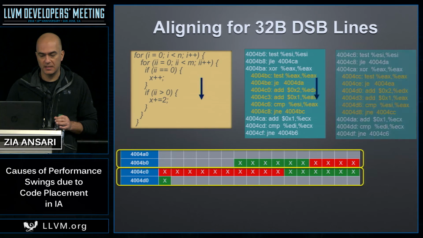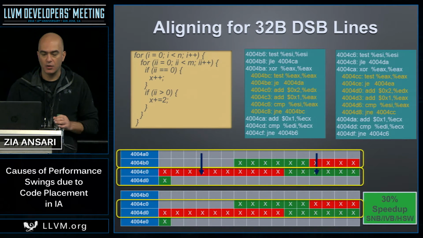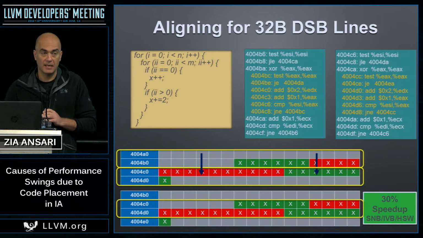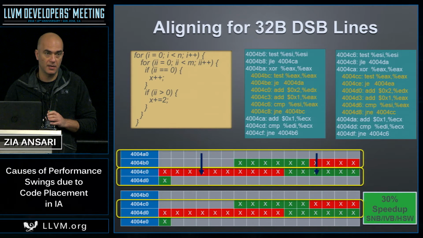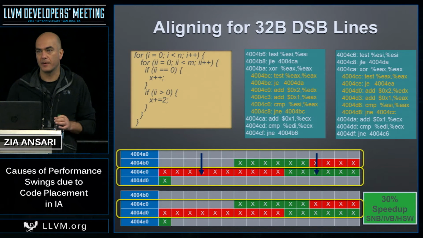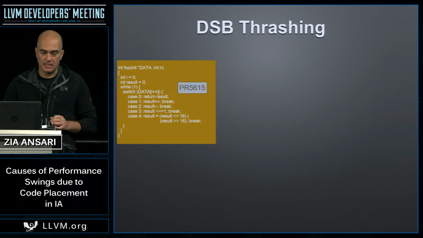Now, if we shift this, not align it at the head, but just shift it down 16 bytes, we end up fitting the hot loop into one 32-byte aligned window, and in this case, giving us about a 30% speed up on newer hardware. So again, kind of a simple example. Now, let's get into more interesting examples.